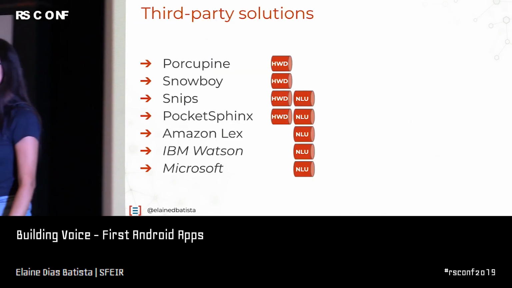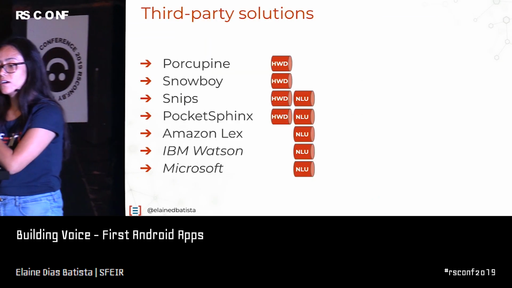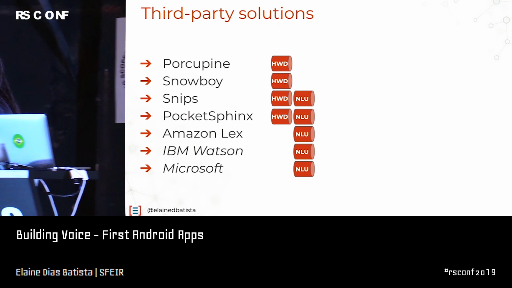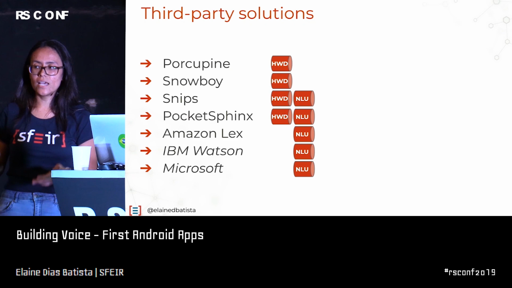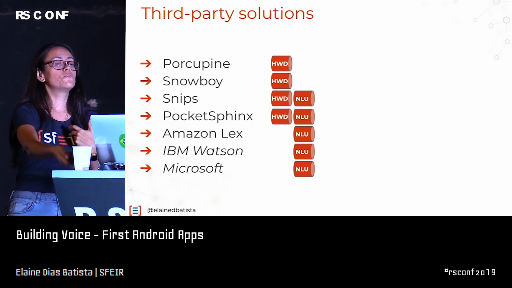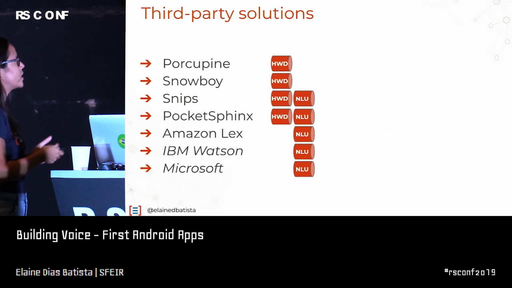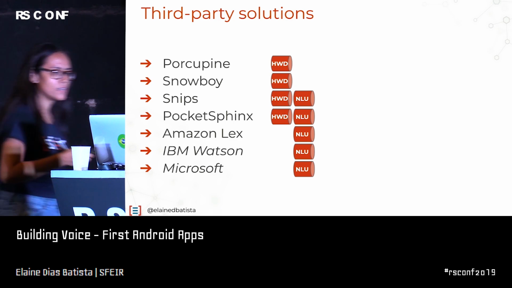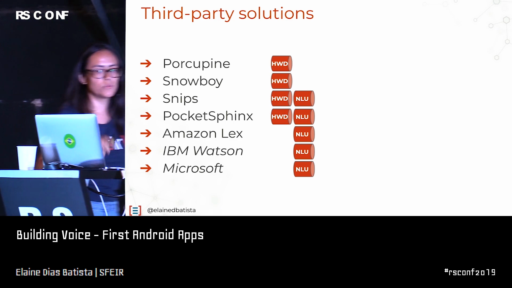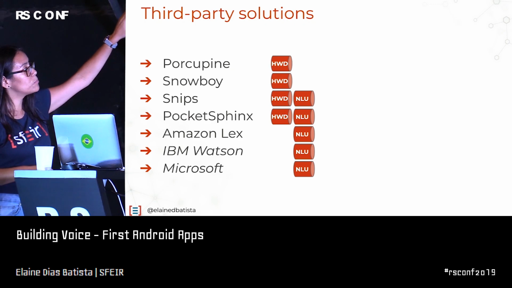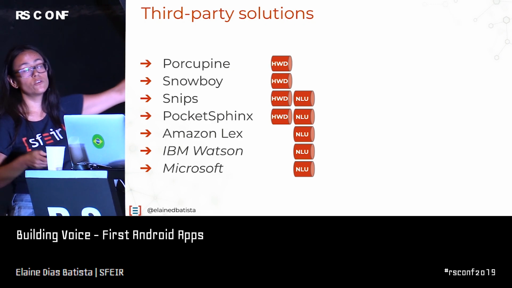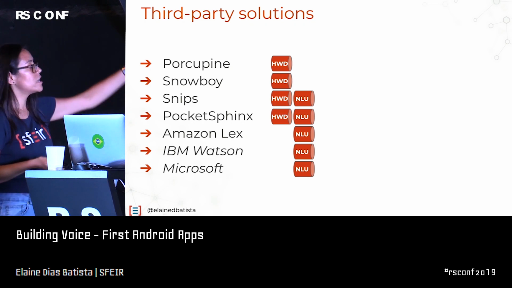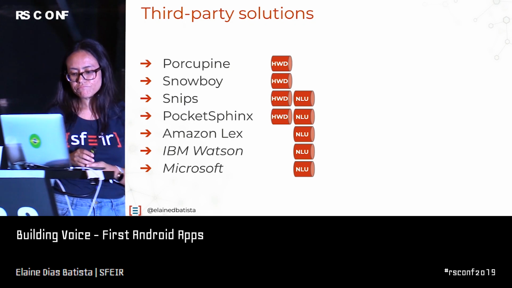So I have searched for all the solutions that I could that have mobile SDKs, and this is what I found. Before I do the demonstration, you can see that I put HWD if they do hot word detection, and NLU if they do the NLU part, and both if they do both.